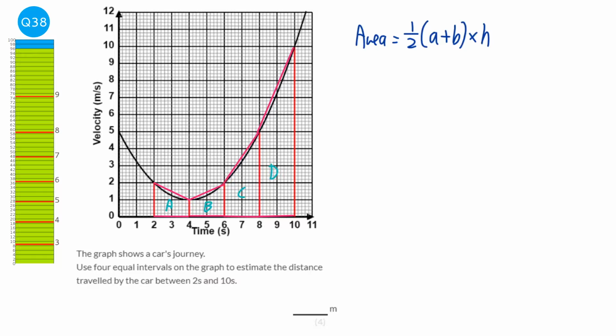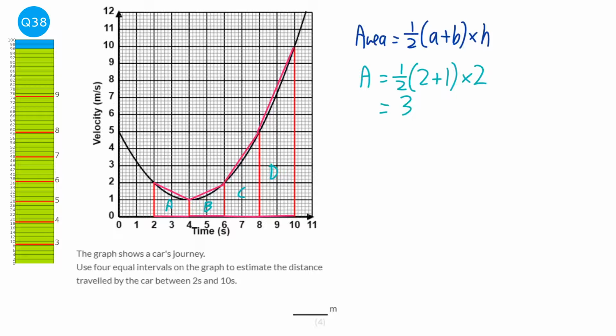Now A and B are the parallel sides, and H is the perpendicular distance between them. So let's do this for the area of A. So it's going to be half brackets. Now A and B are the parallel sides, so it's going to be this side here and this side here. So that would be 2 plus 1. H is the perpendicular distance between them, so this bit here. So it's on its side, so the height is actually the width, isn't it? So we're going to times that by 2, and that gives us 3.